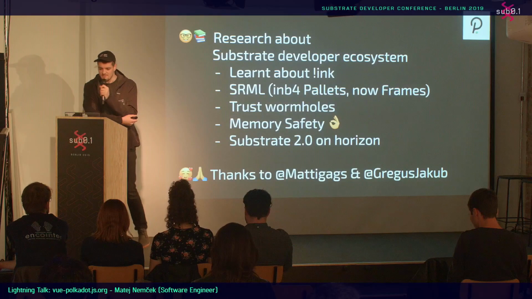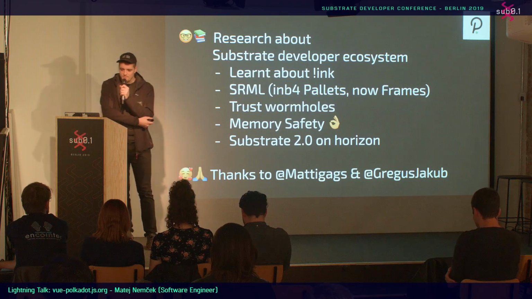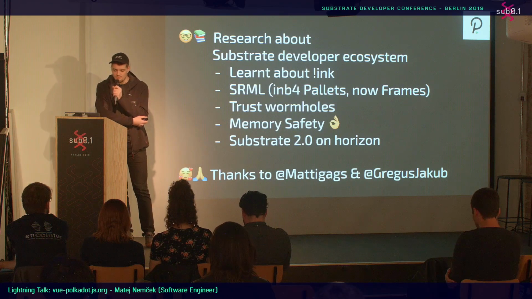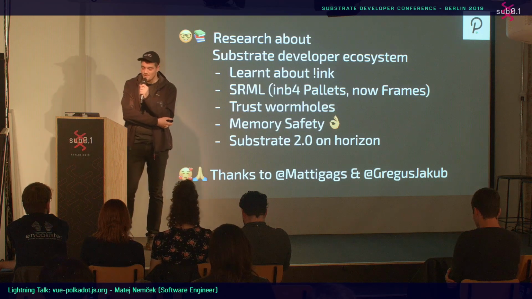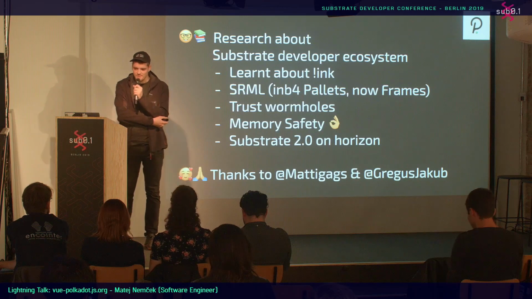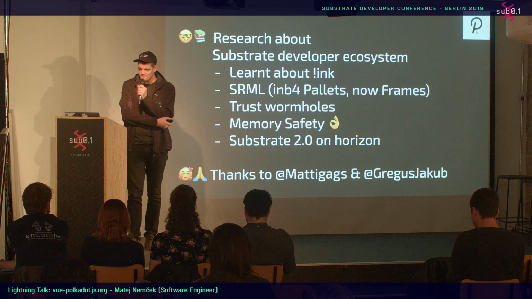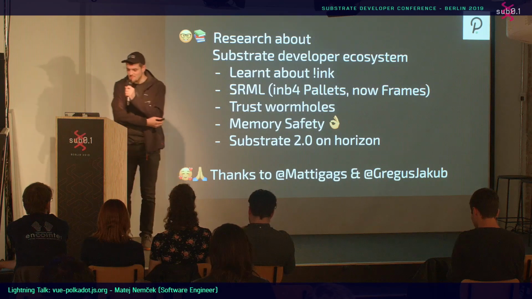So, cool things. Like NPM for blockchains could be really nice. Then I learned more about trust wormholes, when I was thinking about more interoperability between other parachains. And I was just looking for that, wow. And then I learned more about memory safety, which I think is included from Rust and so on.